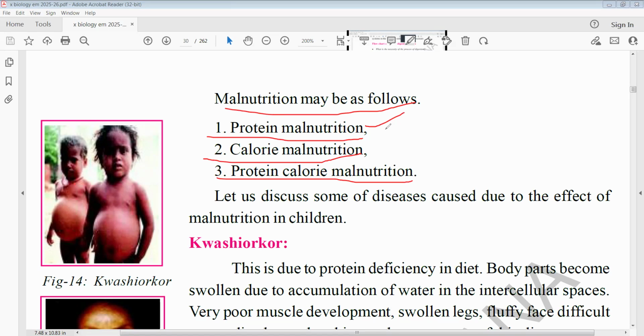our diet is losing the proteins. So if we lose the proteins, or if we do not take protein-containing food material, especially children, school children, due to deficiency of proteins, one disease is kwashiorkor. Calorie malnutrition is due to lack of carbohydrates. Protein calorie malnutrition: excessive intake leads to obesity.